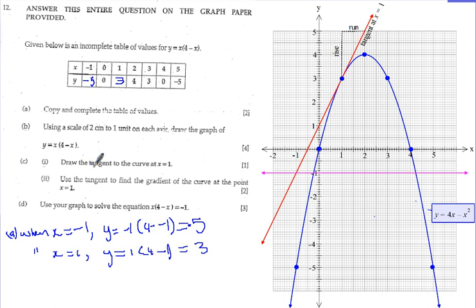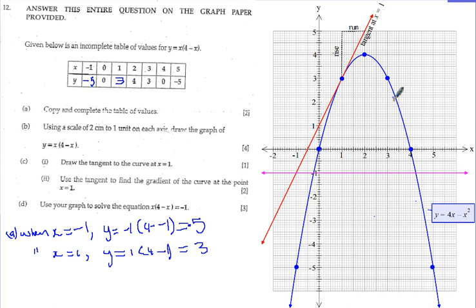So that's part C1. And then it says use the tangent to find the gradient of the curve at the point x equals 1. Now this you may not know, but on a parabola, as you can look at this, it has different steepness everywhere. So every point on this graph, the gradient is different. It's not like a straight line where the gradient is just the same thing, m.